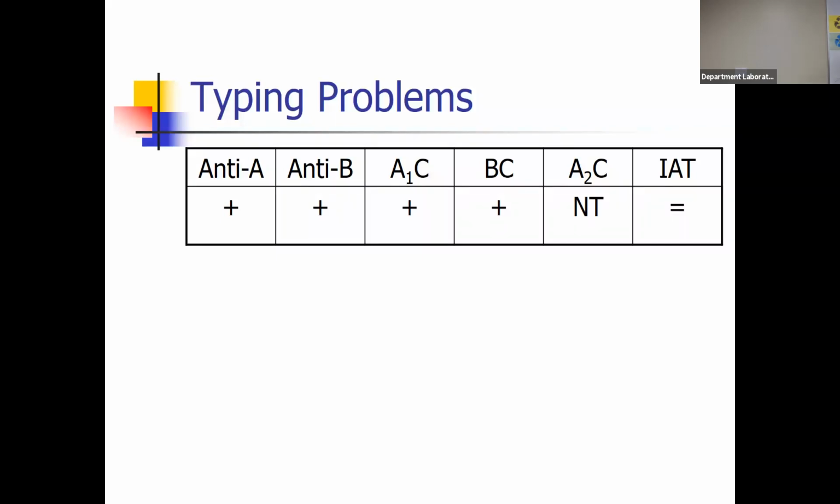Would you suspect Rouleaux? Why? But your IAT is negative. All right? So if you have Rouleaux, not only would you have this in your back type, but your IAT would be positive as well. So it's not Rouleaux.